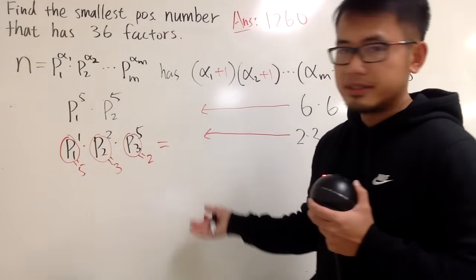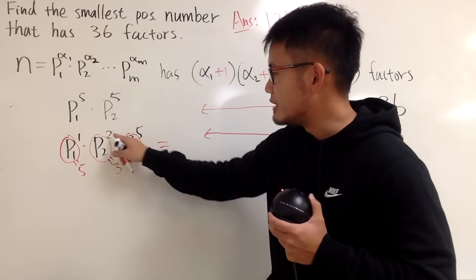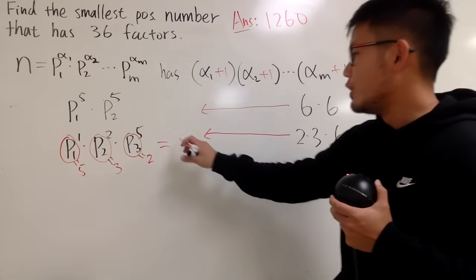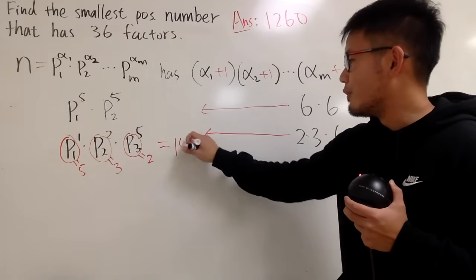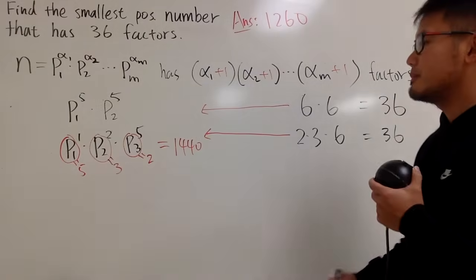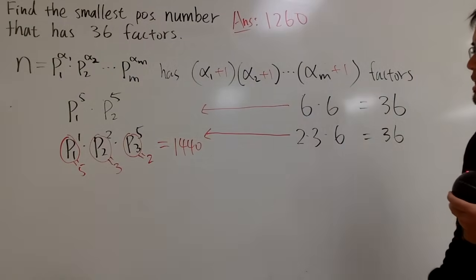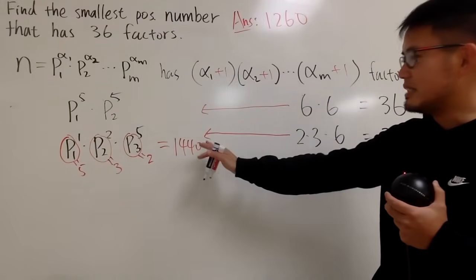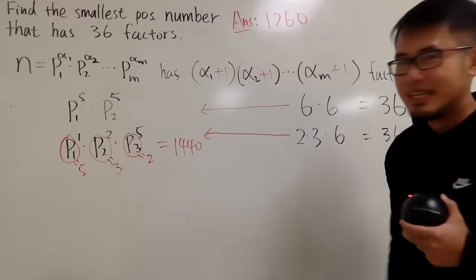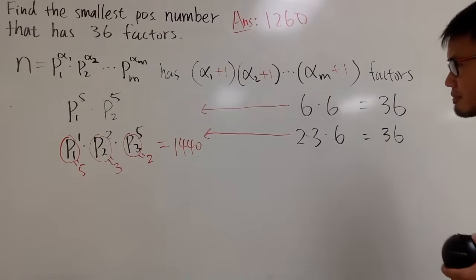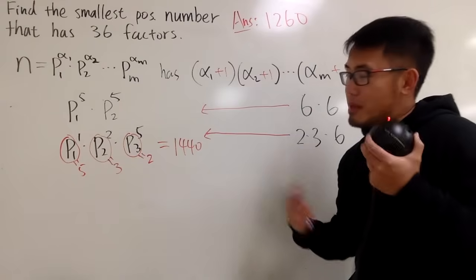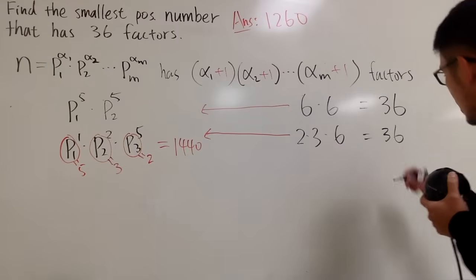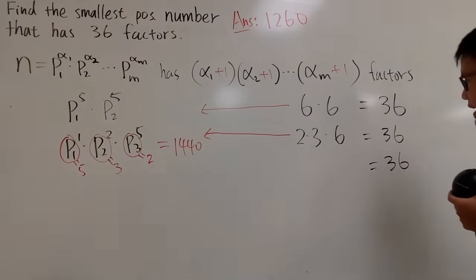If you multiply this out, 5 to the first times 3 to the second times 2 to the fifth, you will end up with 1,440. Oh wow, it's much smaller than the 100,000, right? But this is actually not the answer. Suppose you didn't know about that. The deal is that you just have to make sure maybe you can find another smaller way to construct your n. So let's come here and break down 36 again.